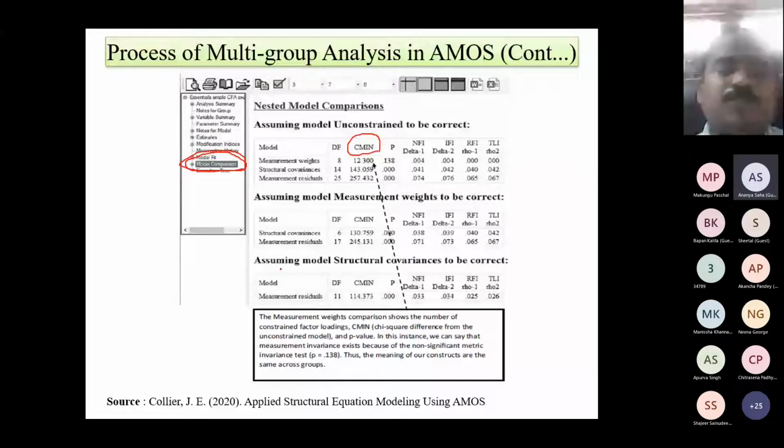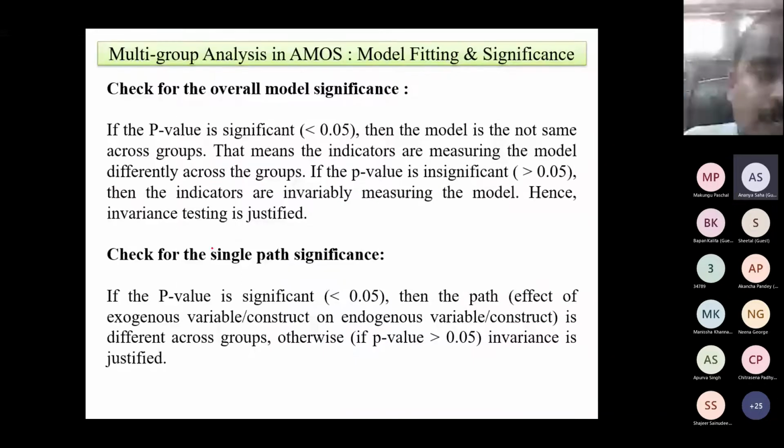Now, this is what I was saying repeatedly till now. If the p-value is lesser than 0.05, because we are taking everything at a 5% level of significance, or we can say 95% level of confidence, then it is not the same across the groups. That means indicators are measuring the model differently. Please concentrate. Later, by some other testing method in the macro, I will say it differently. But initially we will go by this thumb rule.